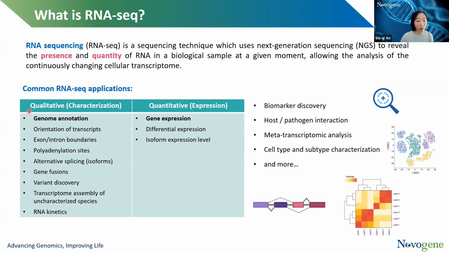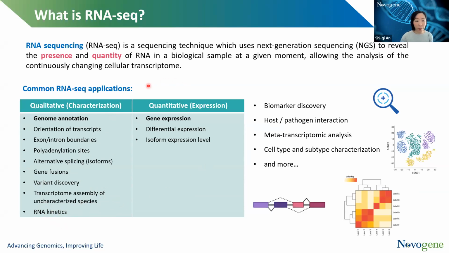So it depends on the research purpose, what is the aim of the project, the biological question we want to answer. There are two common applications for RNA sequencing. The first one is qualitative analysis, characterization of transcripts. So this can be used for genome annotation or to identify orientations of transcripts, importantly identify alternative splicing or study gene fusion, transcript fusion. And then sometimes it can also be used to study RNA kinetics as well.